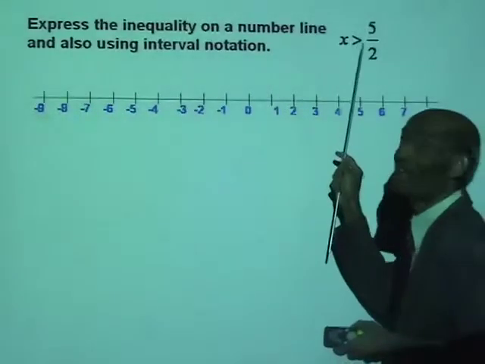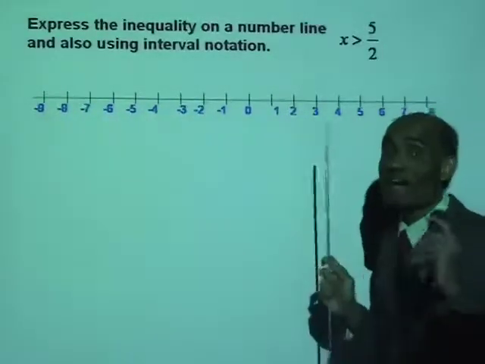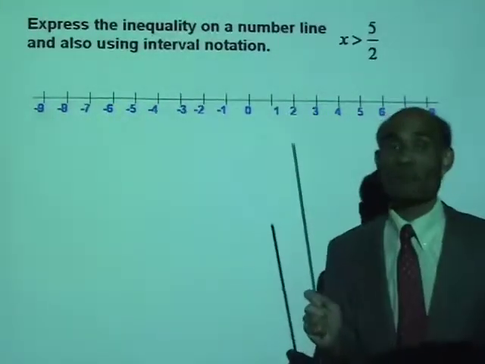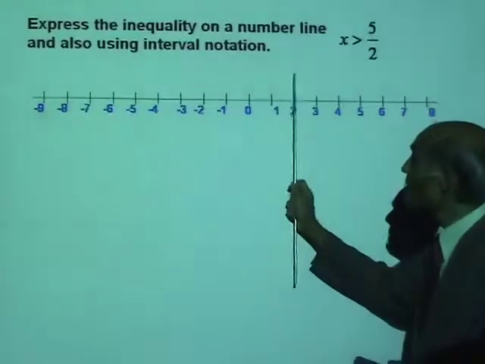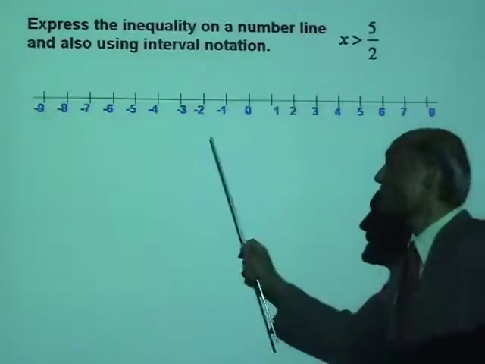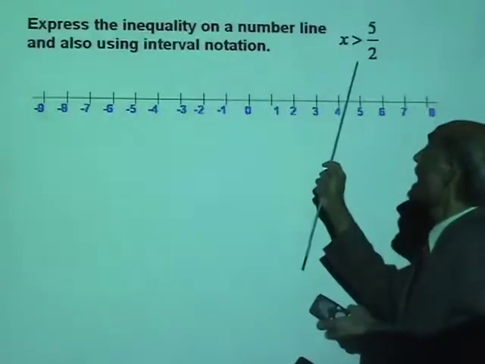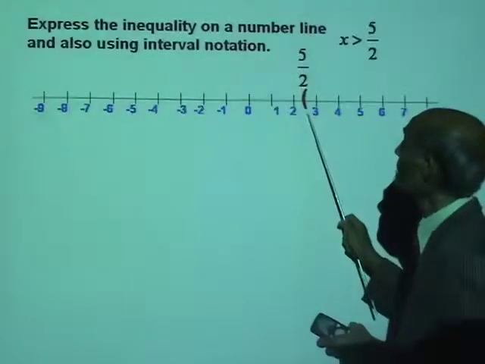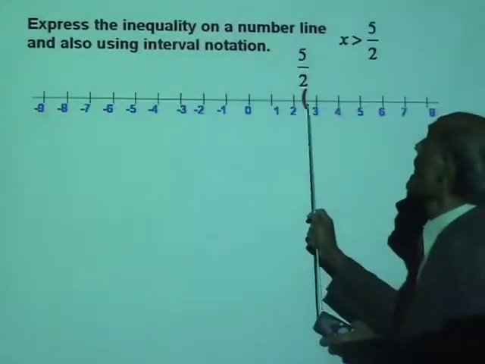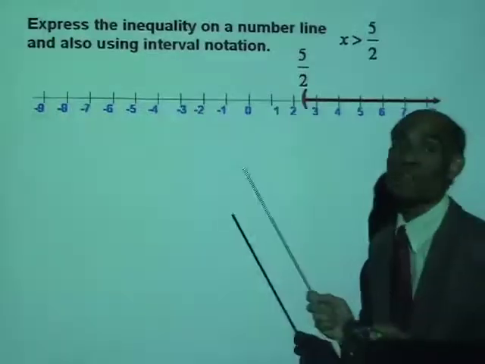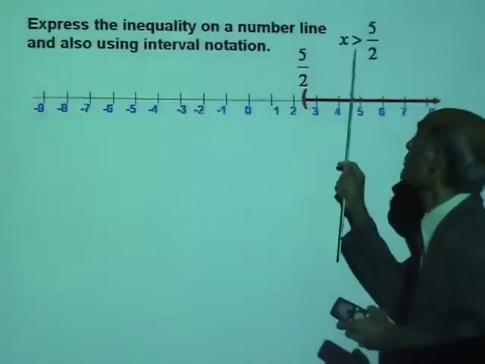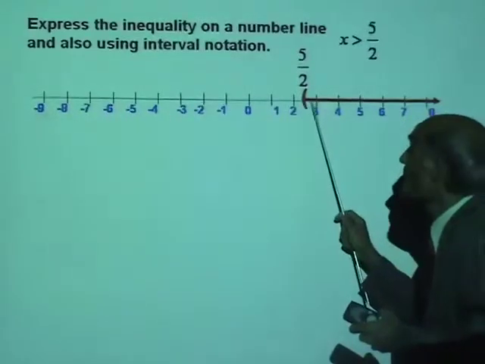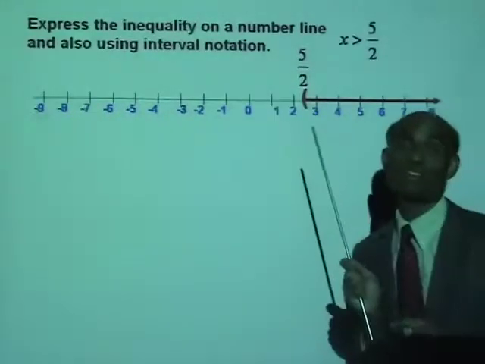x > 5/2. 5/2 is not included, so we use a parenthesis. Alright, tell me, is the parenthesis going to face right or is it going to face left? Greater than is going to face right. So this is 5/2, parenthesis facing right, and an arrow to the right. That is the solution, x > 5/2. 5/2 is not included, but anything to the right is included.